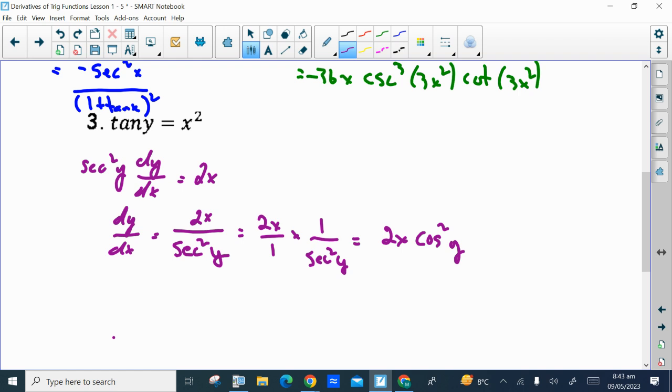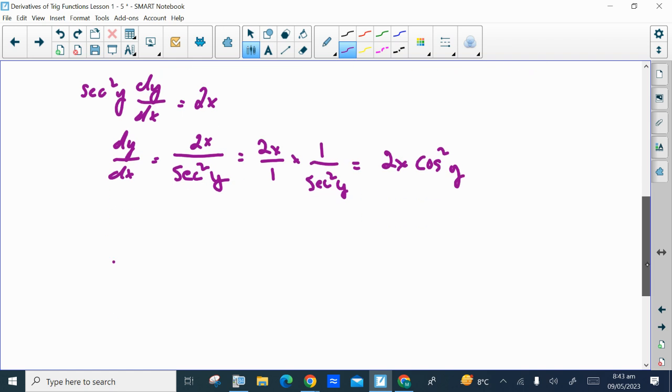So again, that's a step that they might do in the answers in the book. If you're checking answers, they probably would do that step. So that is where it comes from.